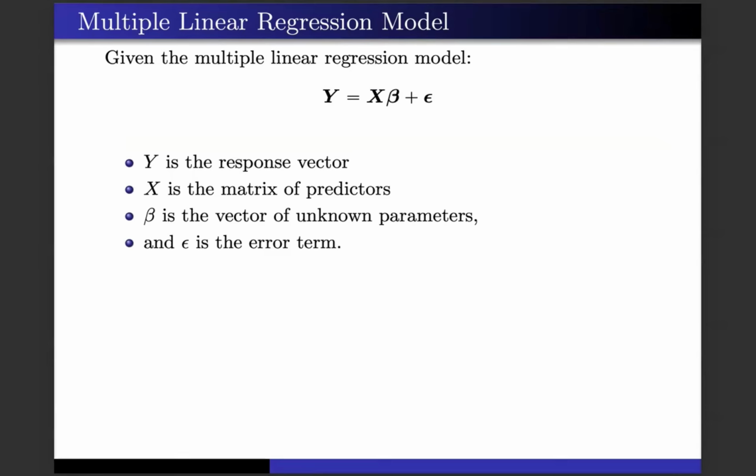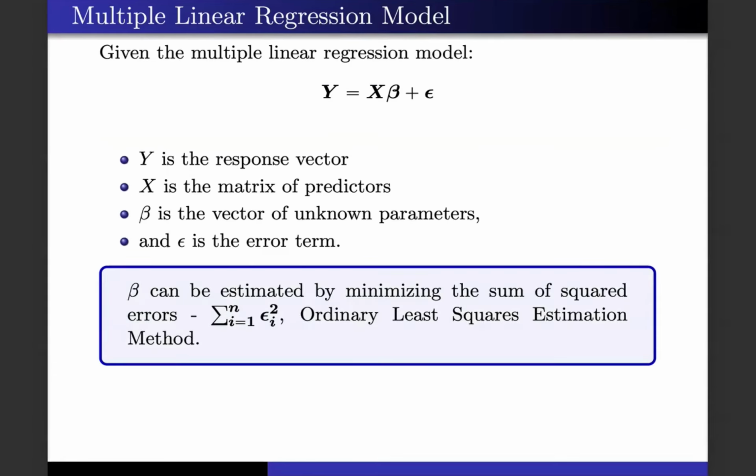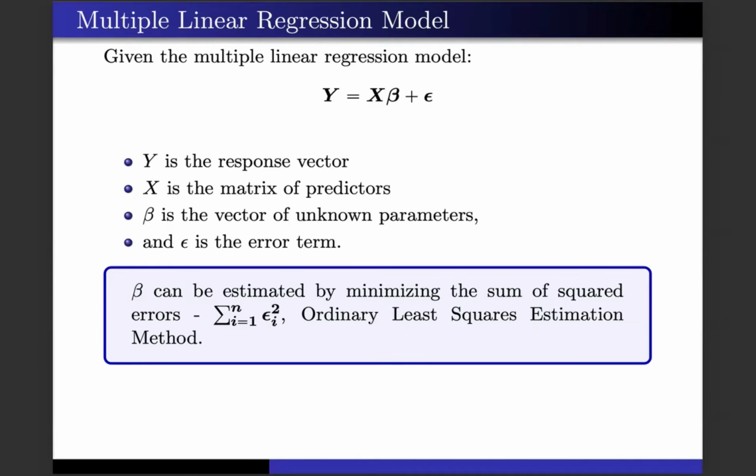Y is the response vector, x is the matrix of predictors, beta is the vector of unknown parameters that we want to estimate, and epsilon is the error term representing random variation not captured by the model. Now, if someone gives us a data set, we can observe x and y, but not beta. So the question is, how do we estimate this beta? In the last video, we saw that we can estimate beta by minimizing the sum of squared errors, and this method is known as ordinary least squares estimation.